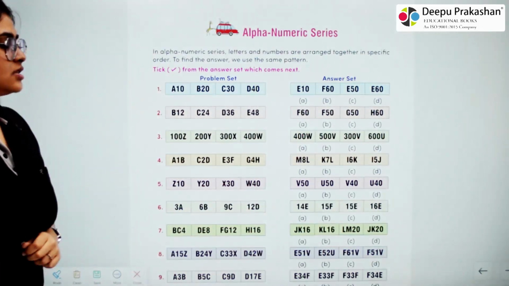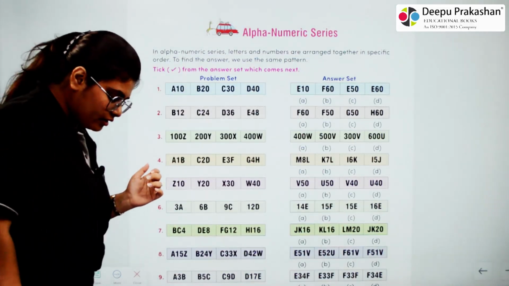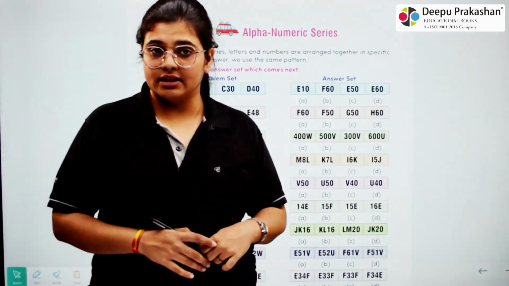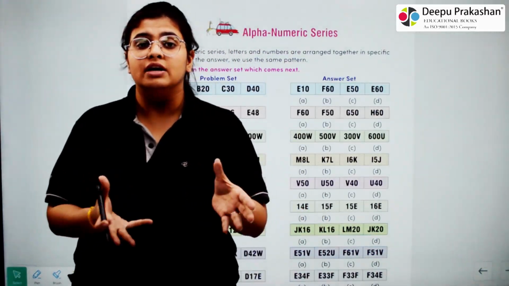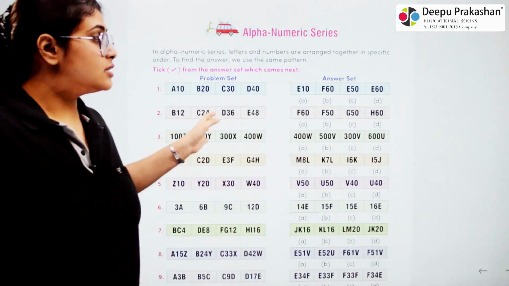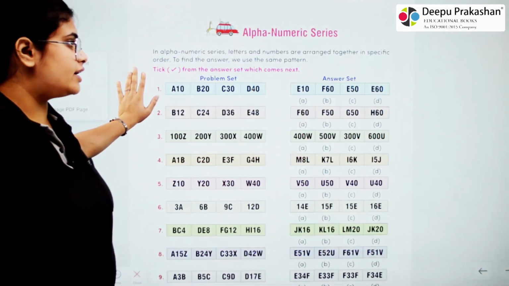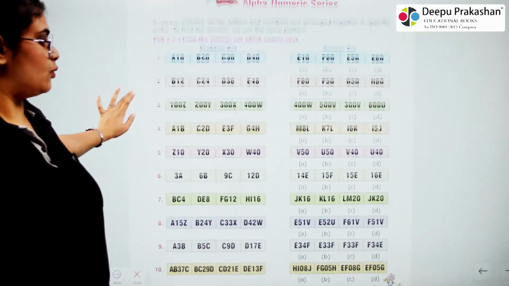Alphanumeric series. In alphanumeric series, letters and numbers are arranged together in a specific order. To find the answer, we use the same pattern. Earlier, we have studied letter series and number series separately. So here we have combined both of them and created some series, and we have to find how the answer will come now.